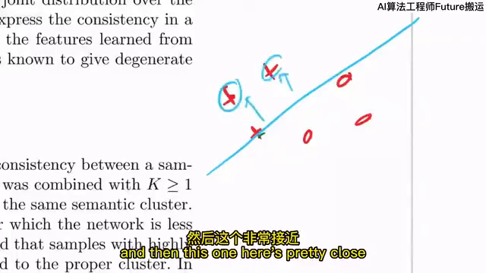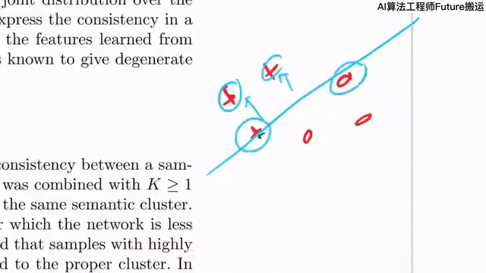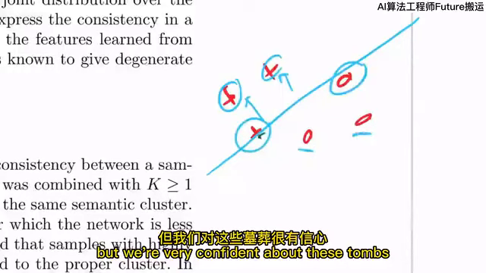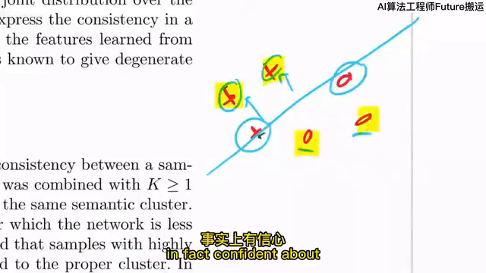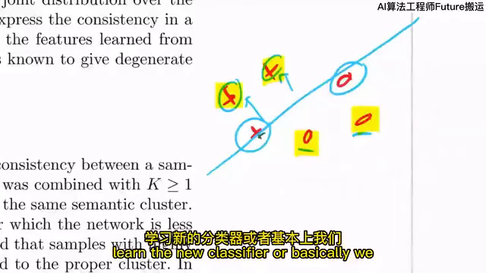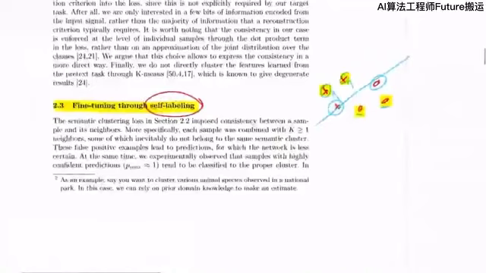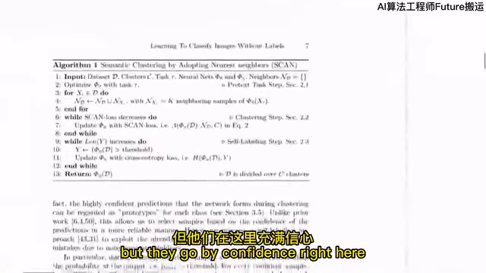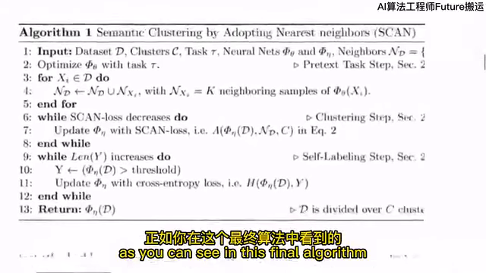Also this one. And then this one here is pretty close, so we're not confident about it, but we're very confident about these two. So we're only going to use the ones where we are, in fact, confident to learn the new classifier. Or basically, you can also weigh them and so on. But they go by confidence right here, as you can see in this final algorithm.